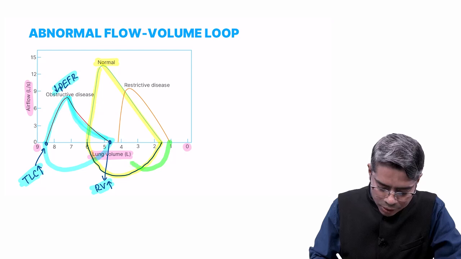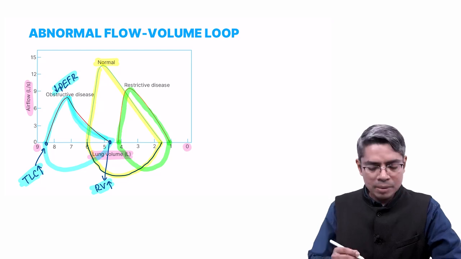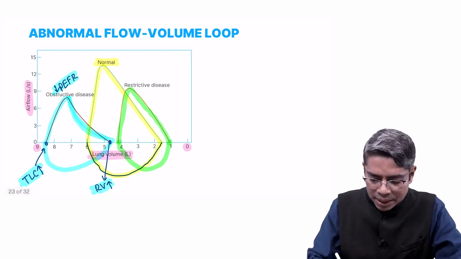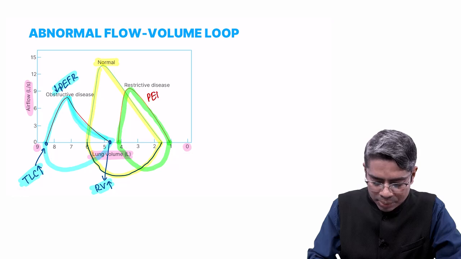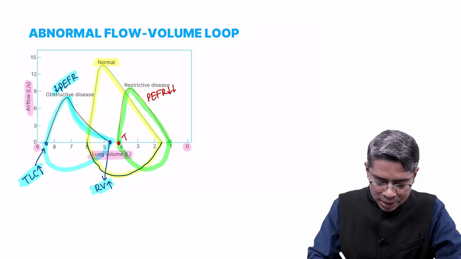look at this curve. So this is a very narrow curve. But what has happened to the PEFR? Again, in this case also, PEFR, peak expiratory flow rate, has reduced. Okay, what has happened to the TLC? The TLC has also reduced. And what has happened to the residual volume? The residual volume has also reduced.